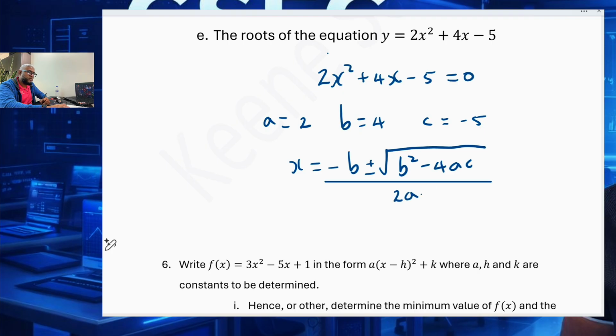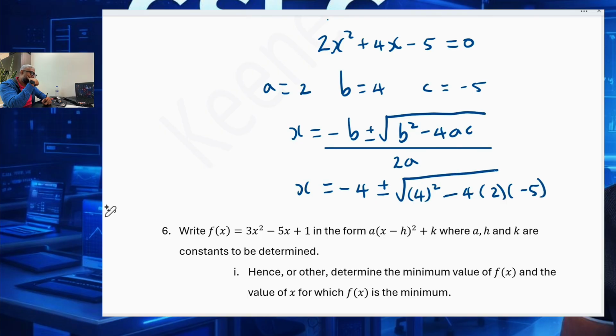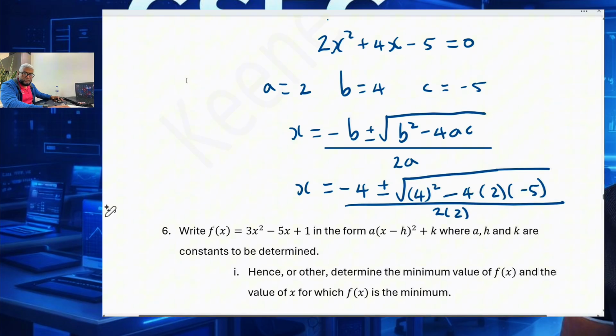Right? So let me go. x would be equal to -4 plus or minus the square root of b, which is 4 squared, minus 4 by 2 by -5, all over 2 by 2. So you could zoom out your camera a little bit. Zoom out, sure.